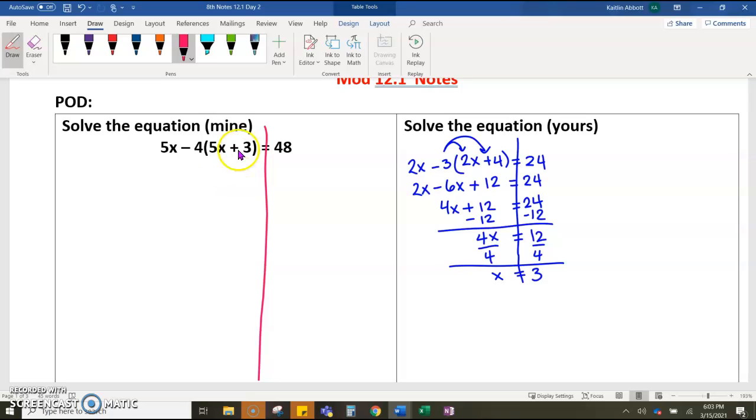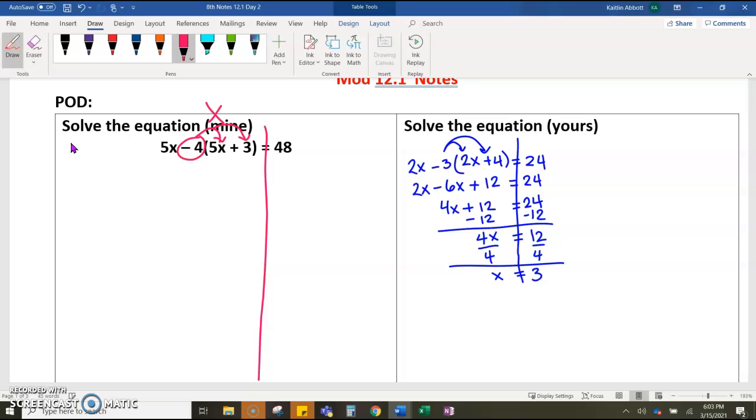When there are parentheses, we need to get rid of them first, and you have to do that by distributing the number that's on the outside. And the number on the outside over here I see is -4. So I'm going to distribute that to both terms on the inside. And when we say distribute, we mean multiply.